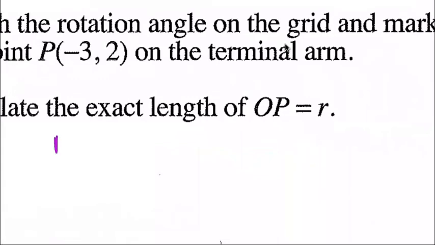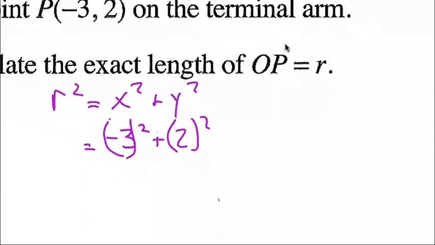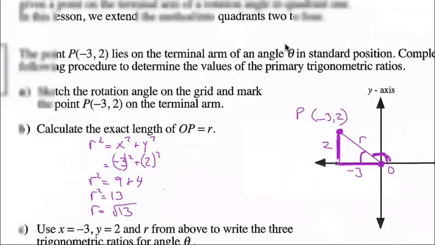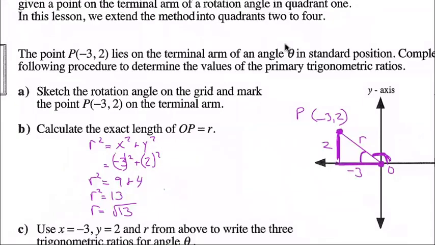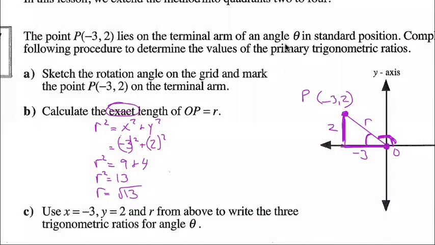So I go to my Pythagorean theorem, r squared is equal to x squared plus y squared. x was -3 squared plus 2 squared, which is 9 plus 4. r squared is equal to 13. So r is equal to square root 13, and we have to leave it there. Exact value, no decimal places. Where does it say? Calculate the exact length. So no decimal places, we leave it as a radical.